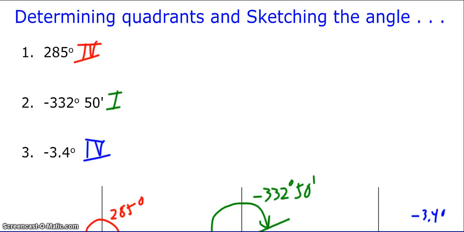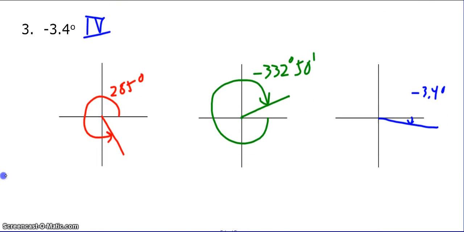Okay, so hopefully you understand 285 degrees is going to be in quadrant 4, negative 332 degrees 50 minutes is in quadrant 1, and negative 3.4 degrees is also in quadrant 4. So then here are the sketches that I did. Again, we're not looking for perfect accuracy here, but we're looking for a general idea. So this is 285 degrees approximately, this is approximately negative 332 degrees 50 minutes, and this is a very tiny angle, approximately negative 3.4 degrees.